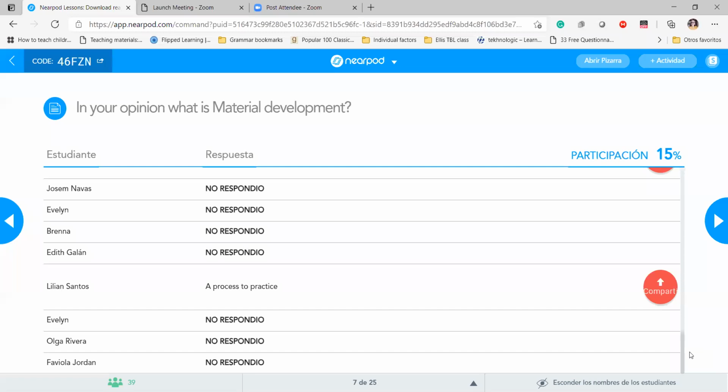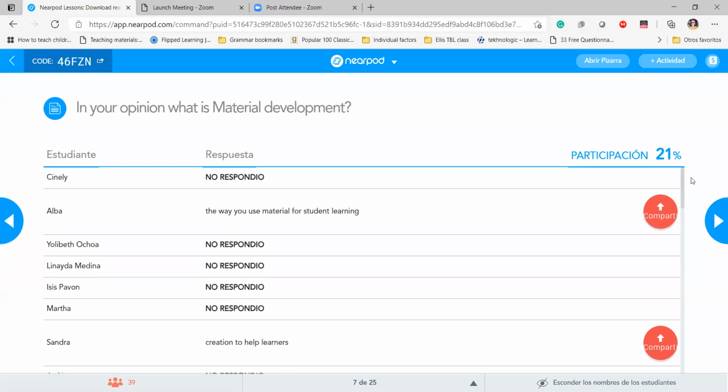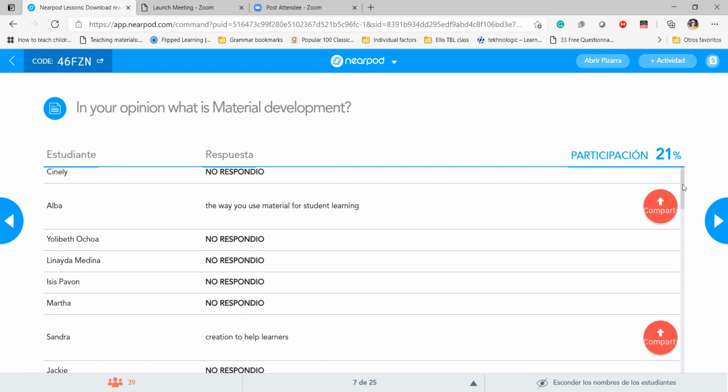Excellent. So as I was saying, materials provide an easy way of learning to students. But remember the question is, what is material development? Because this class is about that. So what do you think we're going to be doing here, in other words? What do you think this class is about? The way you use materials for students' learning? That's a good answer, Alba.